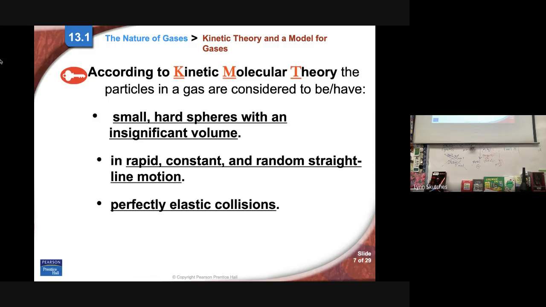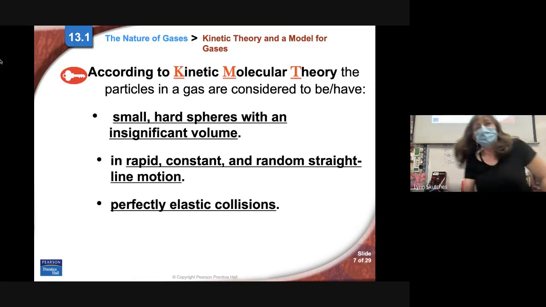Technically, there is no such thing as a perfectly elastic collision. There's nothing perfect in the world, okay? But an elastic collision means they bounce off of each other, and all the energy stays with those objects. Whatever energy they have stays with them. In real life, there's actually air resistance slowing these down, okay?